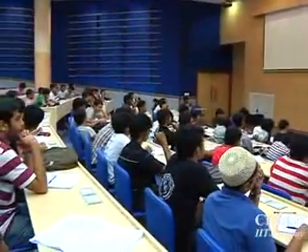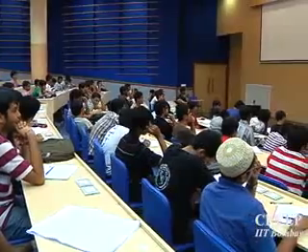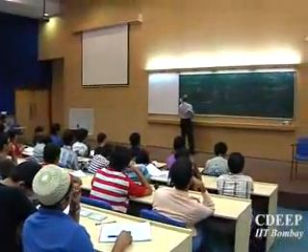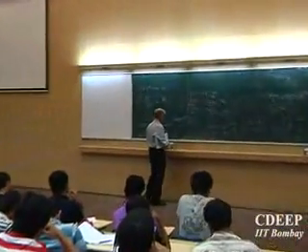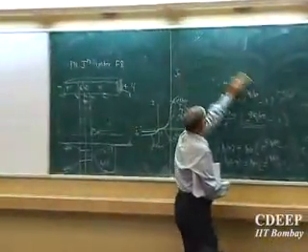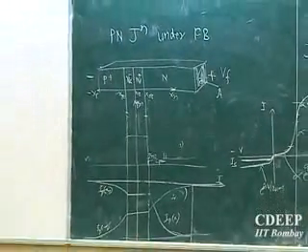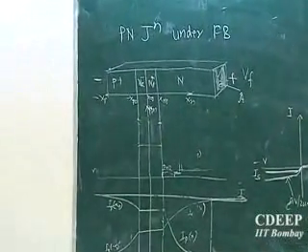Let's see, bias. If I apply reverse bias, what will happen to the barrier? How much will be the barrier, band diagram wise?